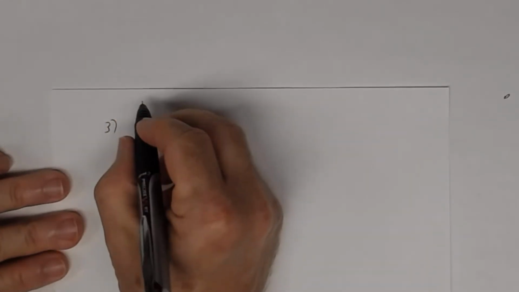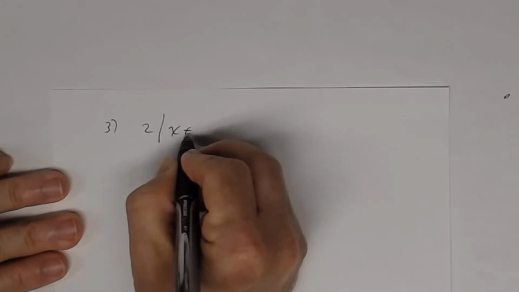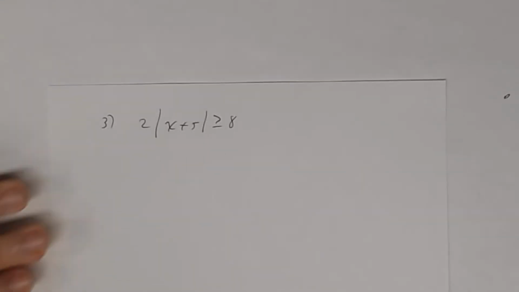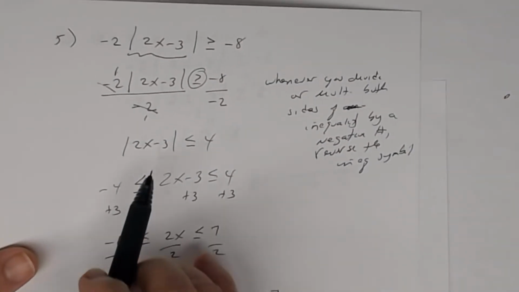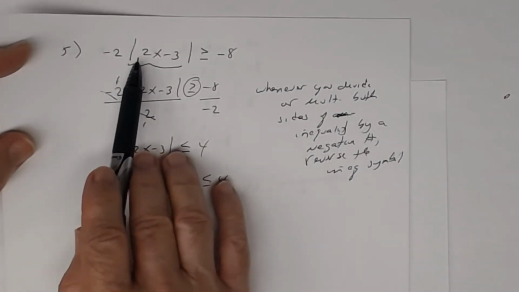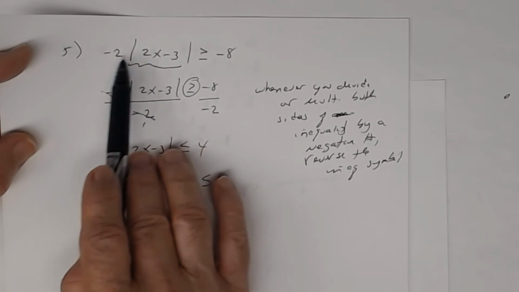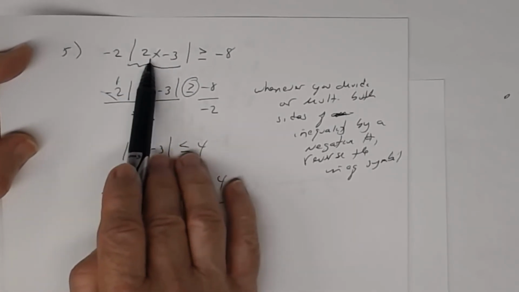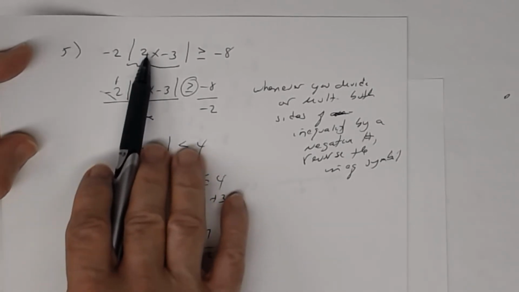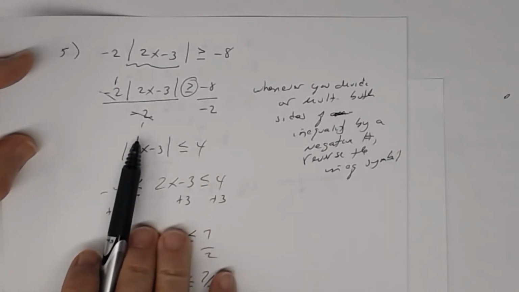Number 3, we have 2 times the absolute value of x plus 5 is greater than or equal to 8. So you may recall in the previous lesson, when we looked at absolute value less than, you may recall our discussion on this. We said that if this number on the outside, this coefficient of the absolute value expression, is negative and you distribute, what you're going to write is no longer going to be equivalent. So you've got to be careful.